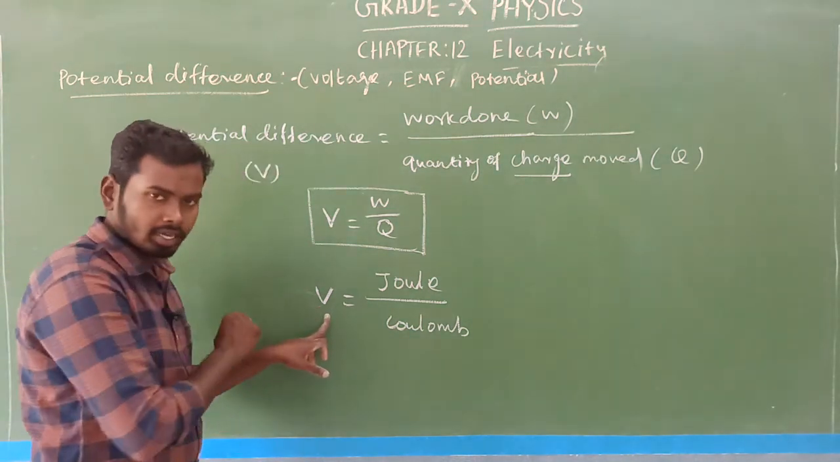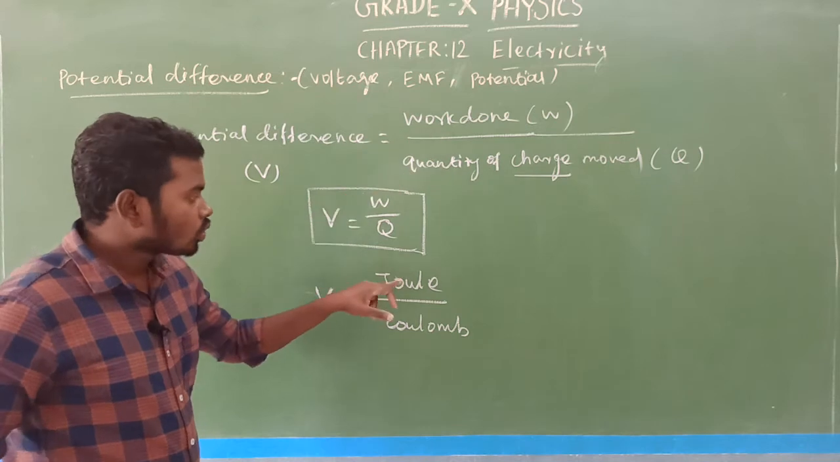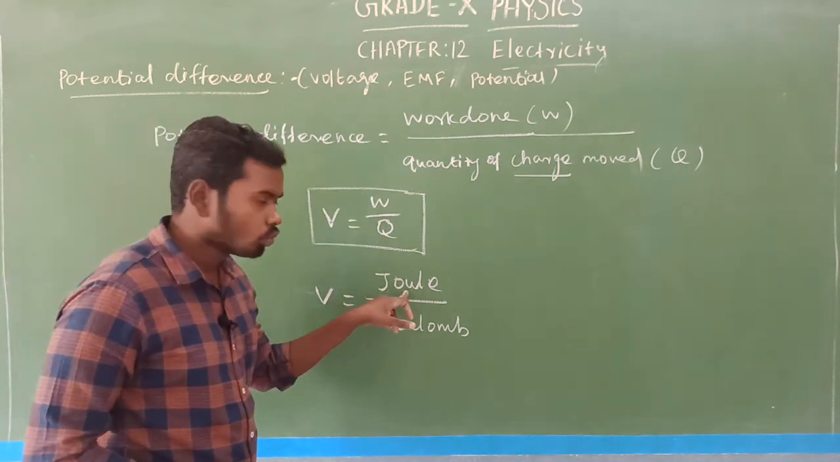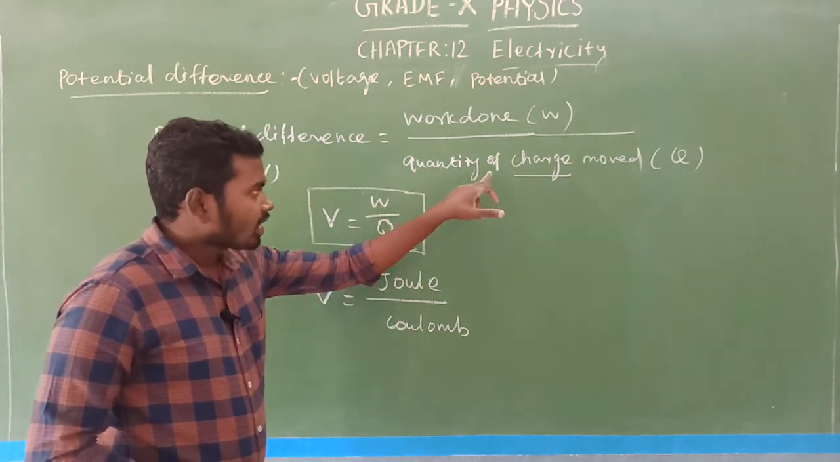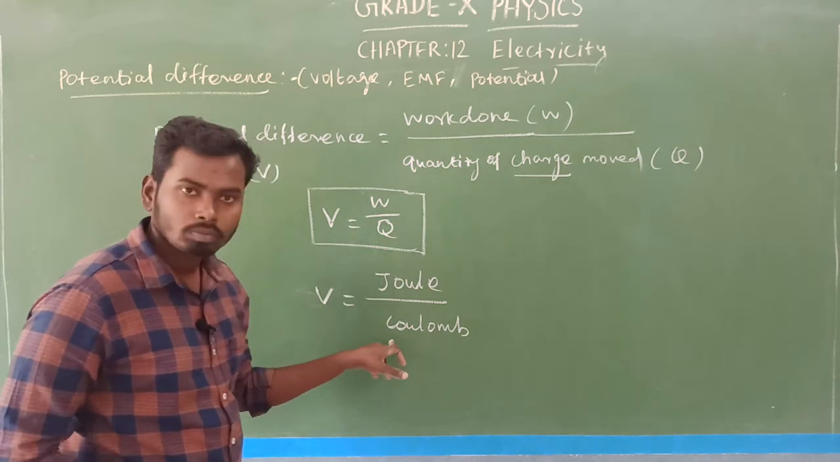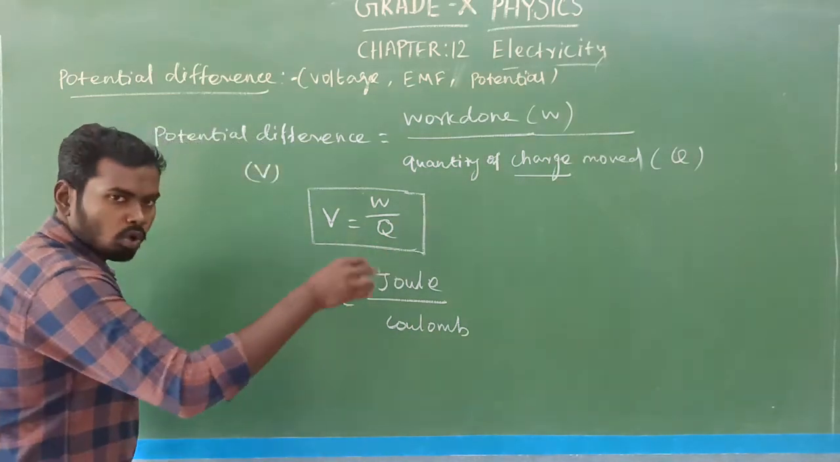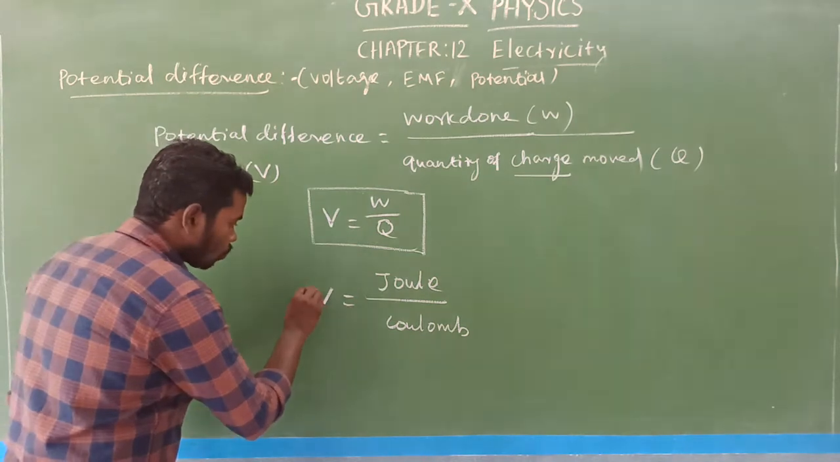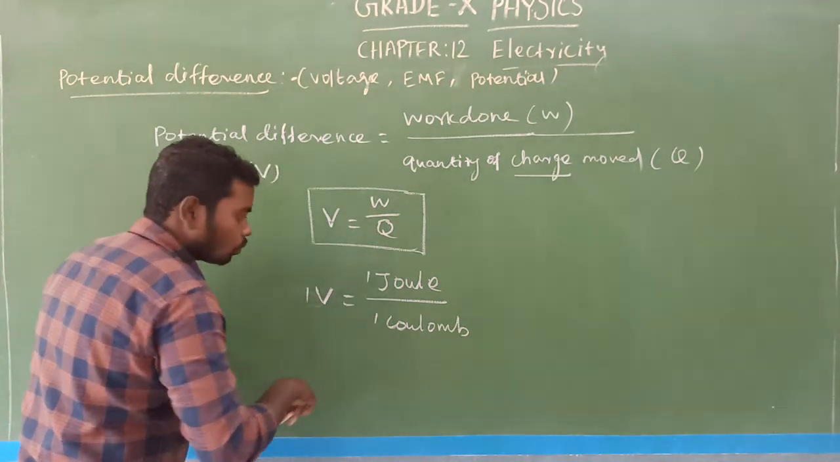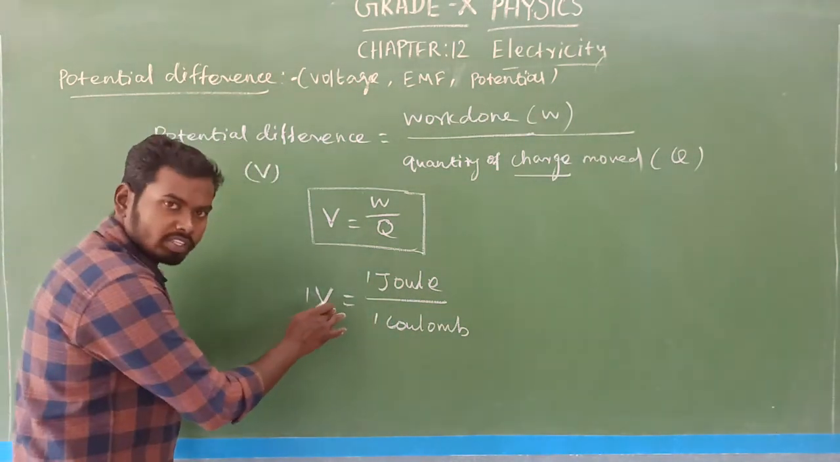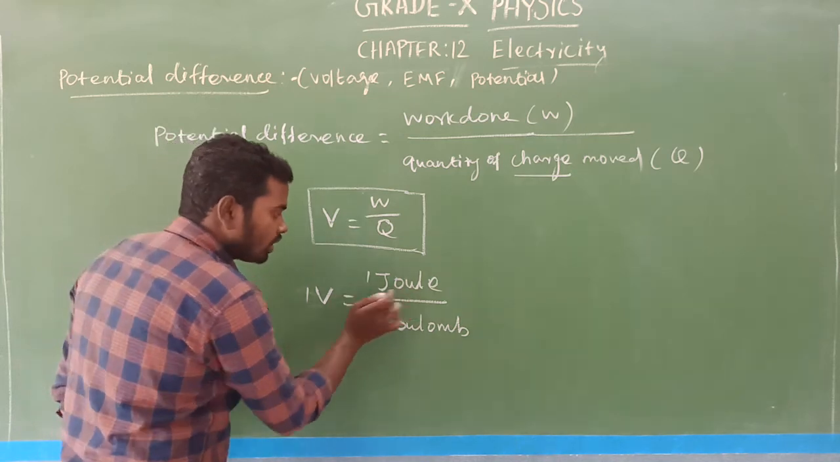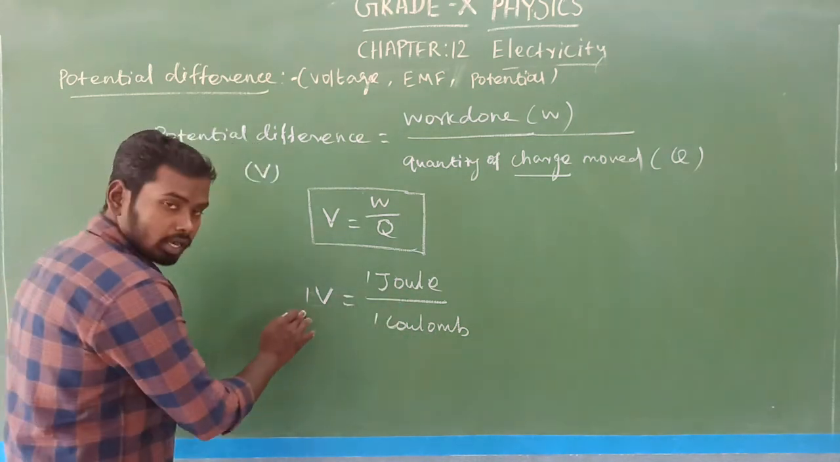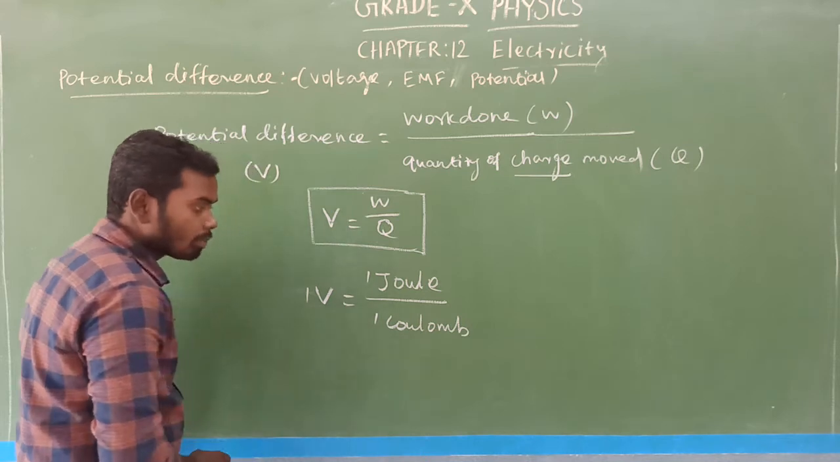So V is equal to work done divided by charge. Work unit is joule, and charge unit is coulomb. Put 1 in front of all the quantities: 1 volt, 1 joule, 1 coulomb. So 1 volt is equal to 1 joule divided by 1 coulomb. Look here, 1 volt equals 1 joule divided by 1 coulomb.